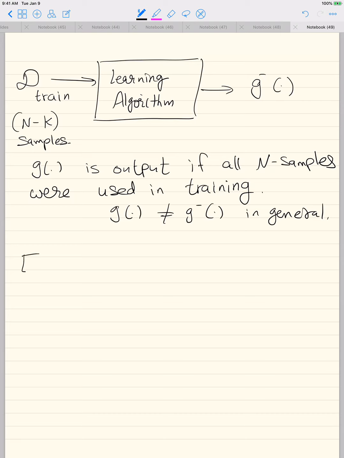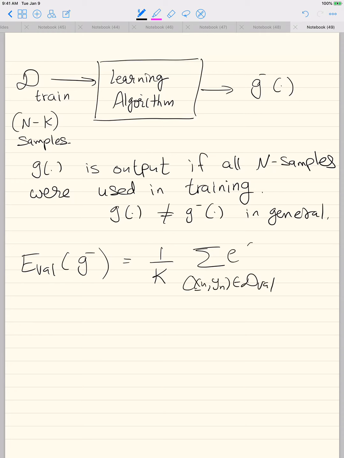Okay, so what you do after that is you compute E val of g minus, the validation error for g minus, which is 1 over k summation over xn, yn in D val of e of g minus of xn and yn. So you evaluate the average error you get on the validation set of your output hypothesis, trained over D train, the n minus k samples that are not part of the validation set. You call this the validation error of g minus.